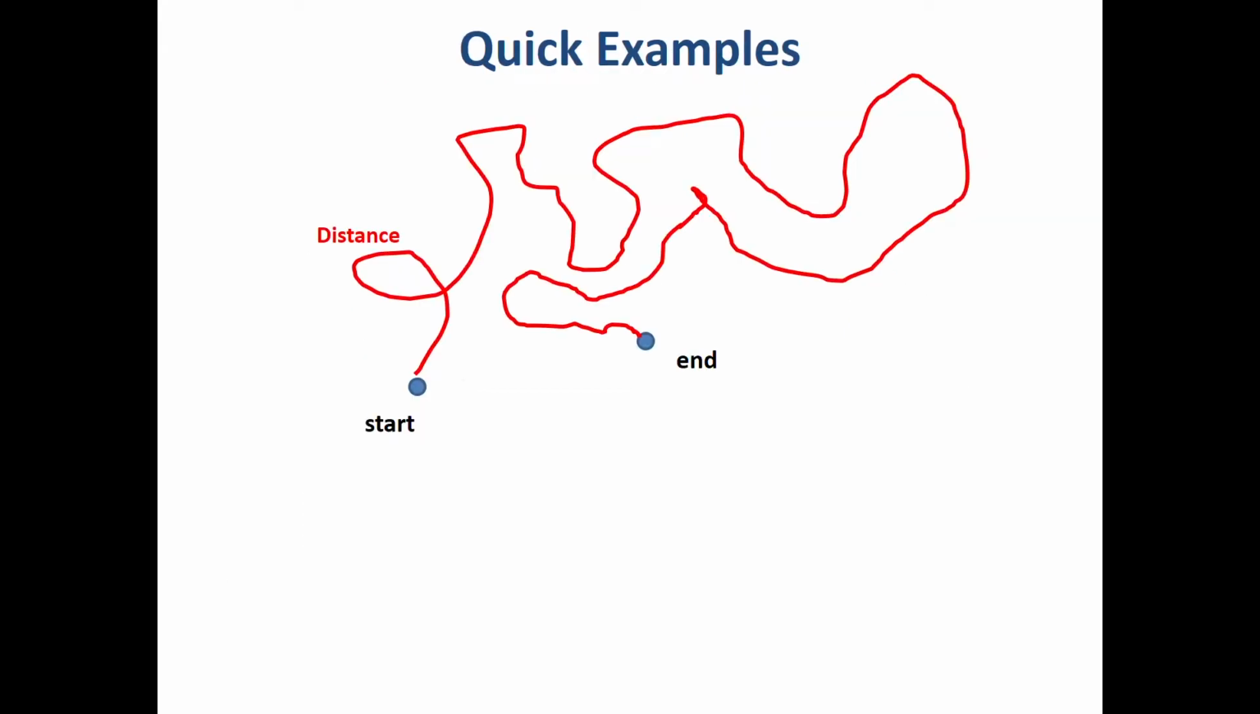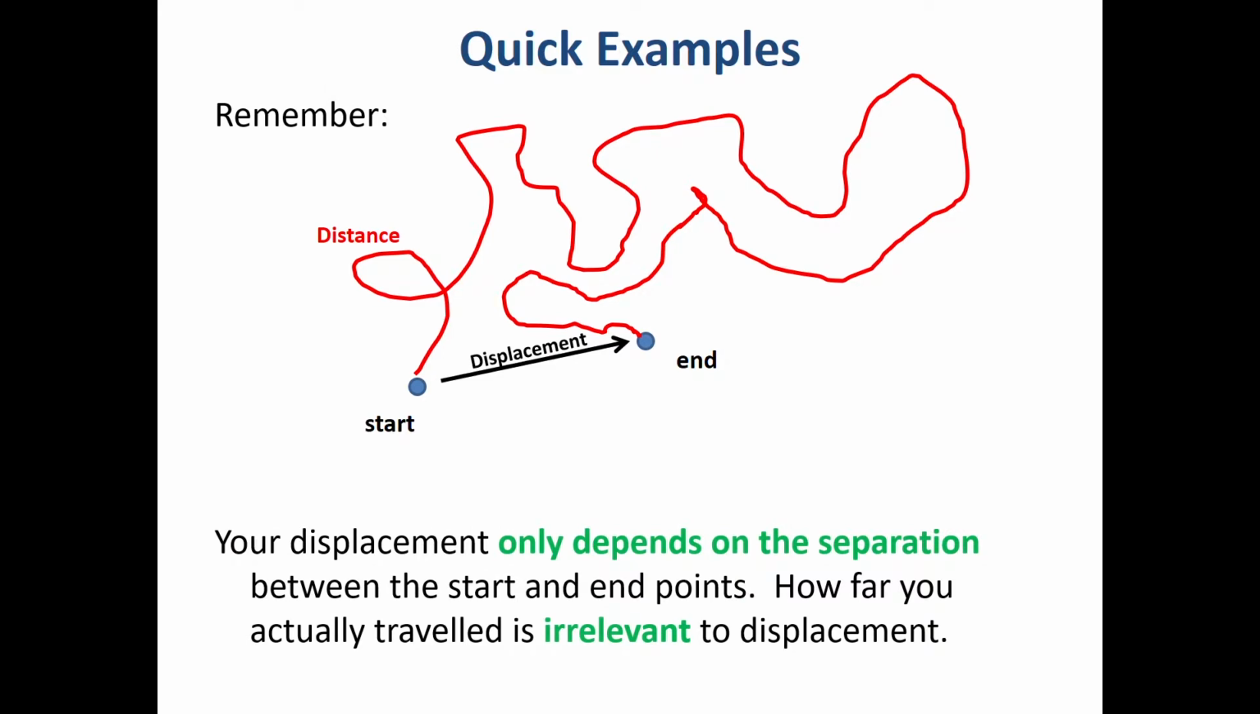So, quick example just to try to clarify things. If I start on the left and end on the right, and I travel on the red line, that's the distance. How many meters have I gone? The displacement is just the final minus initial positions. The displacement depends on the separation from the start and end points, and how far I actually traveled is completely irrelevant to that.